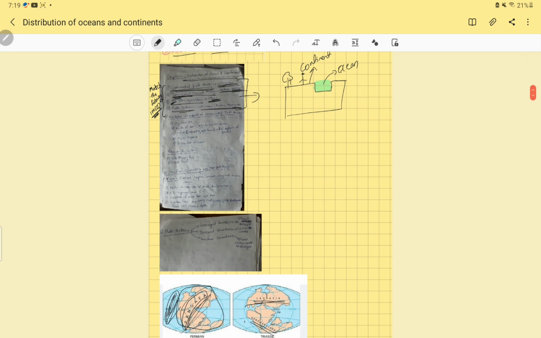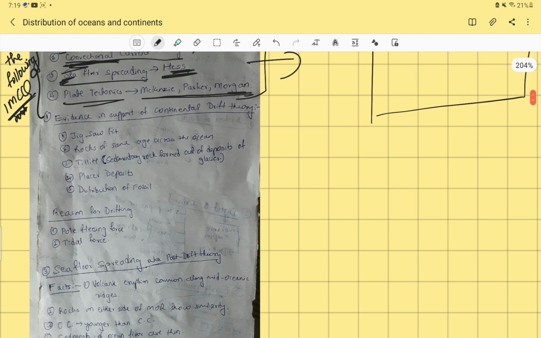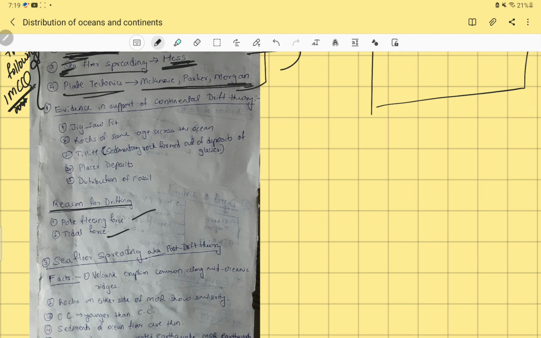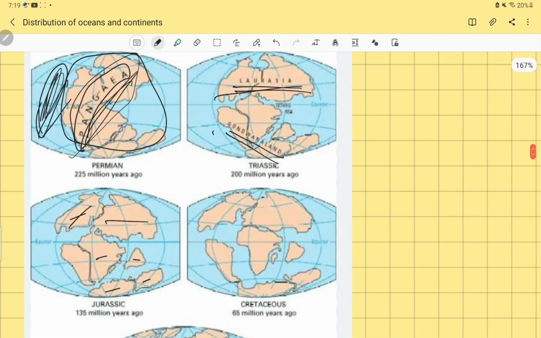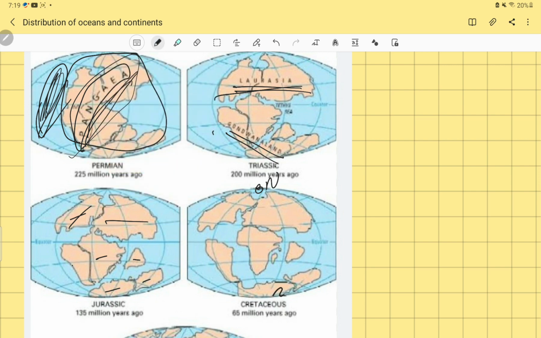What he said is, see here, you can see it. He said the reason for this drifting is pole fleeing force and tidal force. Pole fleeing force means what? He says that we know this is the north pole, and this is the south pole. So he said that these continents are moving towards the pole. That's the reason they are breaking into smaller parts.